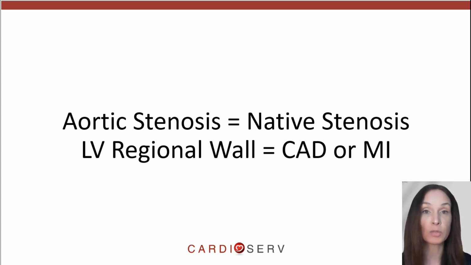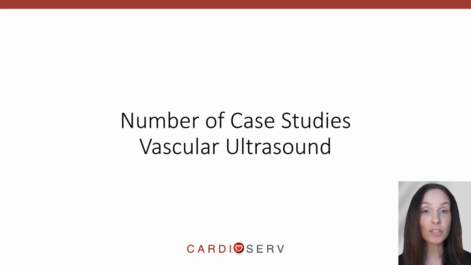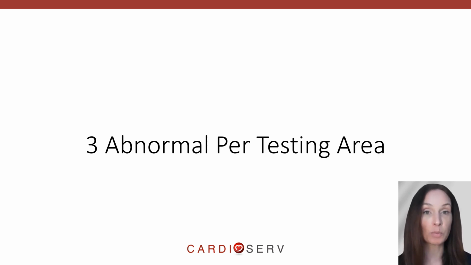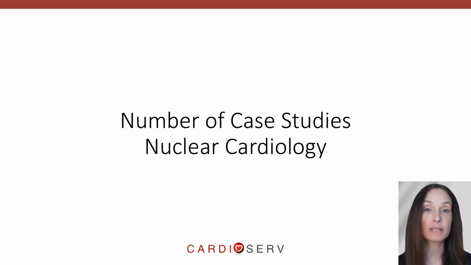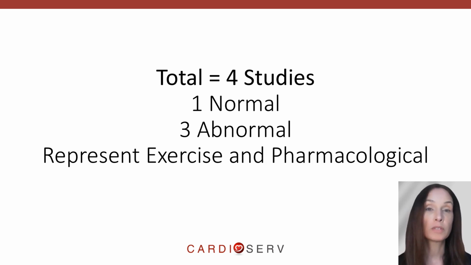For additional sites, you submit 1 additional abnormal. It can be either AS or wall motion, but just 1 additional abnormal per site. With vascular and nuclear, it doesn't matter how many staff members you have. It's not based on that. With vascular, it's 3 abnormal studies per testing area. So carotids, arterial, venous, visceral, 3 abnormal per testing area for your primary location. And for nuclear, it's 4 case studies, 1 normal, 3 abnormal, and represent both exercise and pharmacological stress tests.